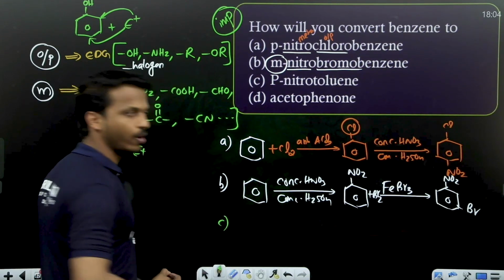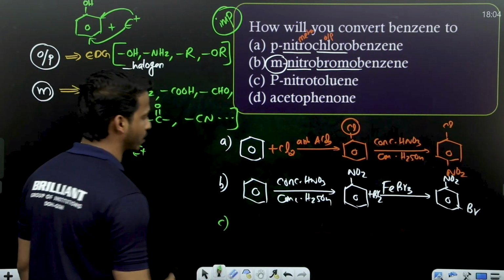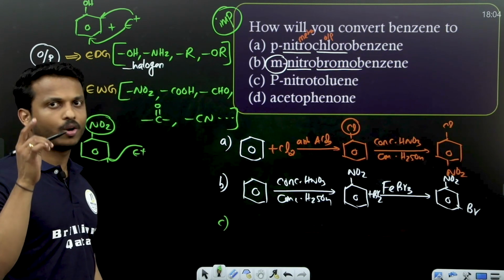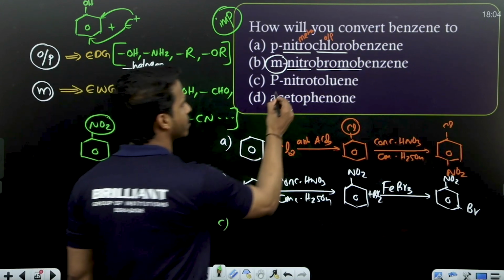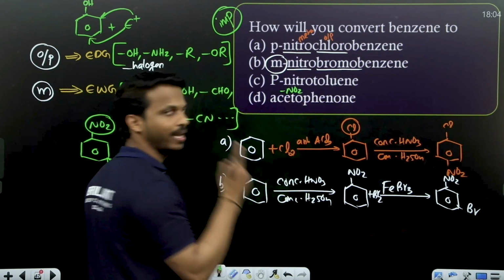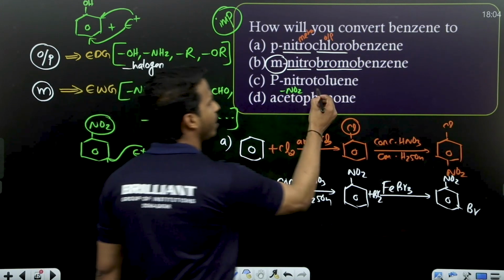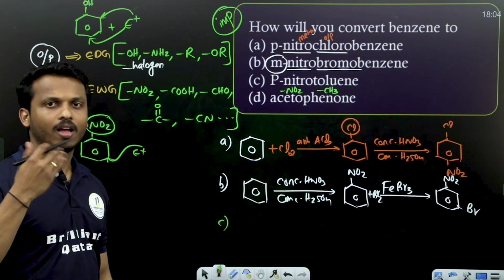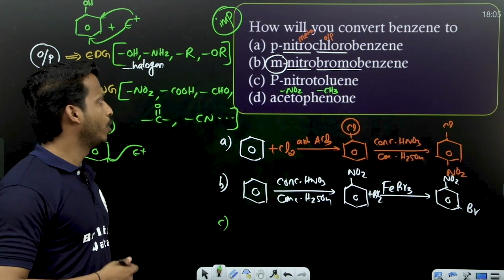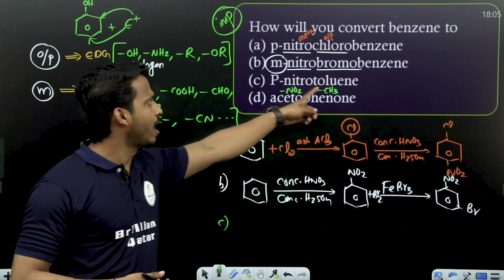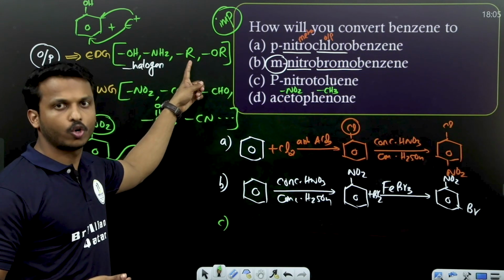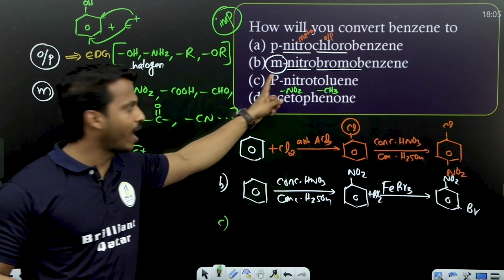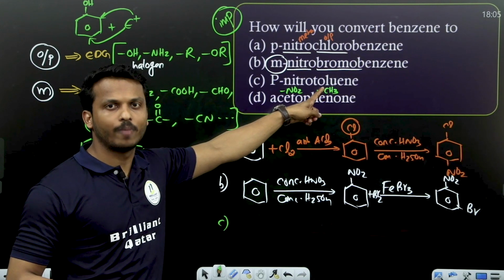Can you pause the video and try C? Then you can watch it later. Para-nitrotoluene. Nitro is a meta-directing group. What does toluene mean? We need to bring in CH3. That is Friedel-Crafts alkylation. Alkyl groups are ortho-para directing. See your product: you want para. If you want para, add the ortho-para directing group first.